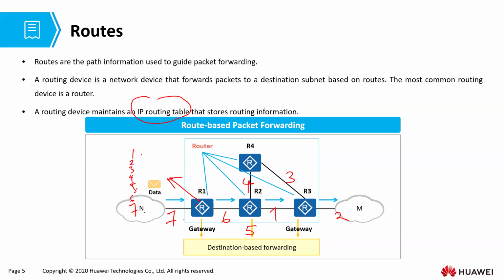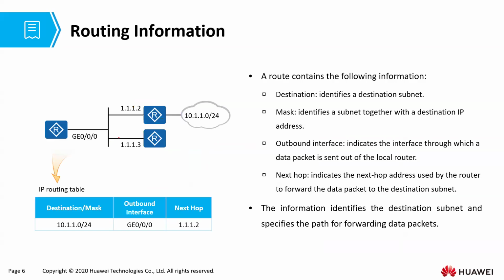And how are they known? Some of them will be known statically, manual configuration, some will be known dynamically, some will be directly connected networks, directly connected interfaces. All that information you get from the routing table. So the routing table, in short, stores all the information about what routes your router knows.